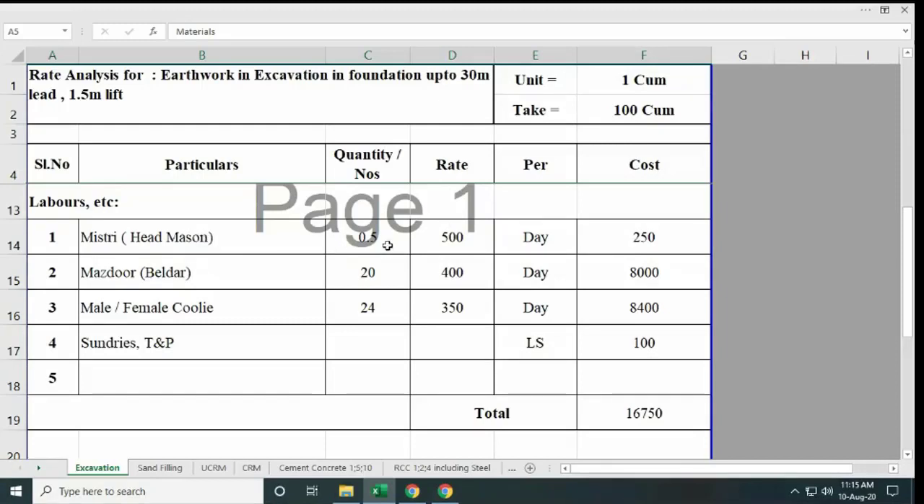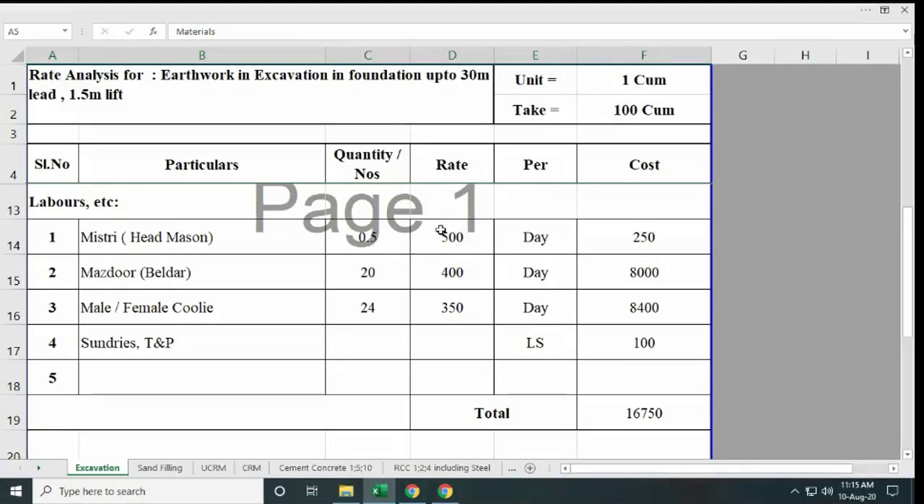The head mason we take as half number. Don't think that half number means we have to cut the mason; only half of a mason is required. Whenever you take a mason, he will have a number of works. He will visit your site for 1 hour, 2 hours and tell you that this work has to be done, then go to another site and again tell them what work has to be done. He only assigns the works to you, so therefore we take half number.